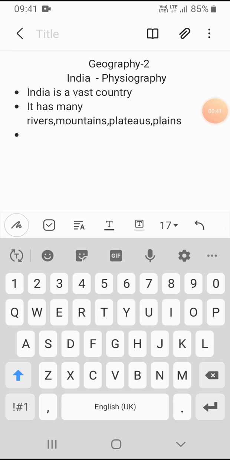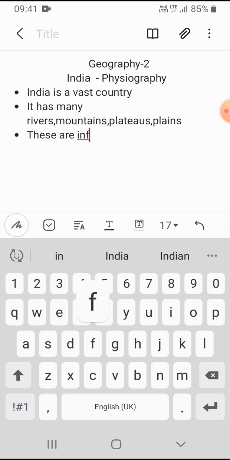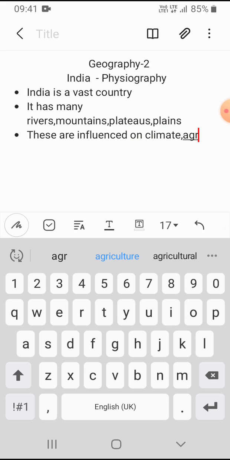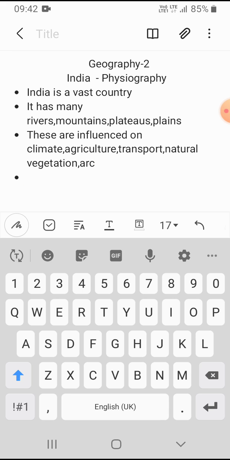These mountains, rivers, and plateaus influence climate, agriculture, transport, natural vegetation, and other things.